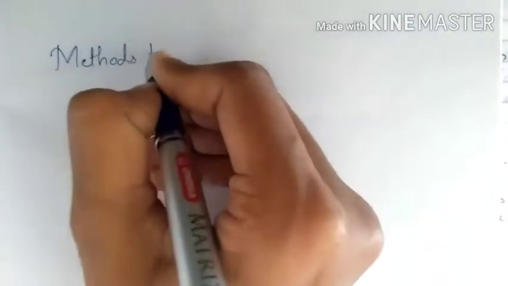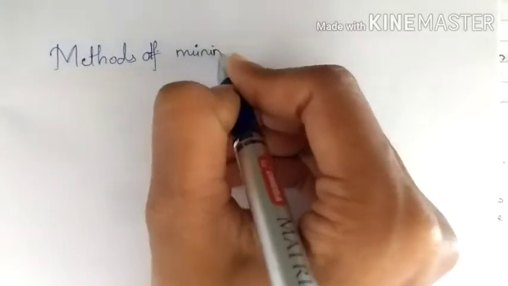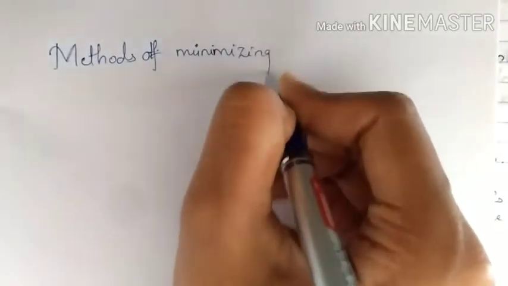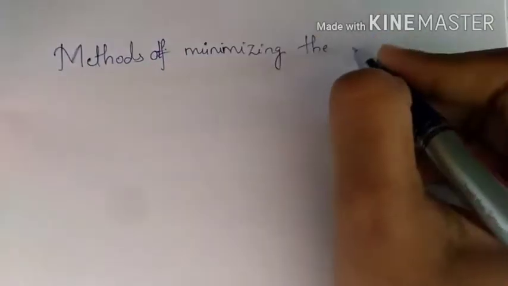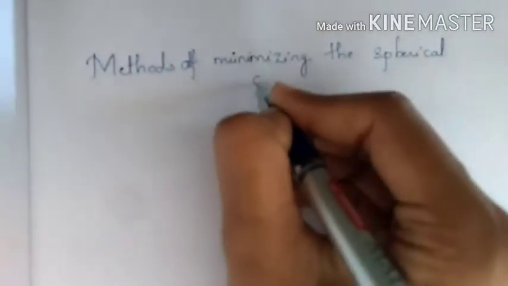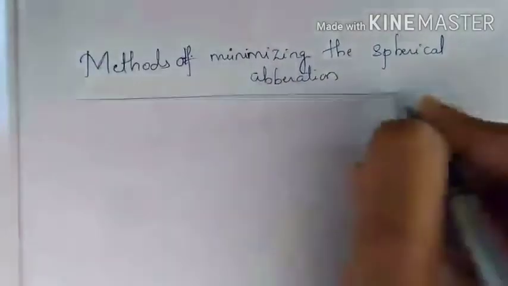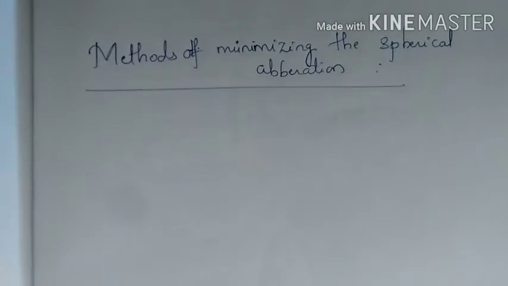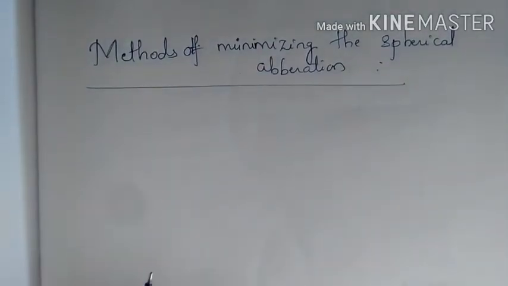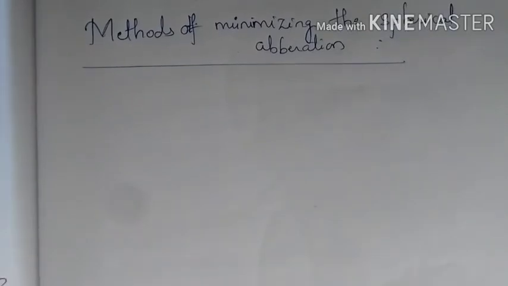So the next concept here is methods of minimizing the spherical aberration. Basically there are 5 different methods to minimize the aberration that is caused due to the wide aperture convex lens.